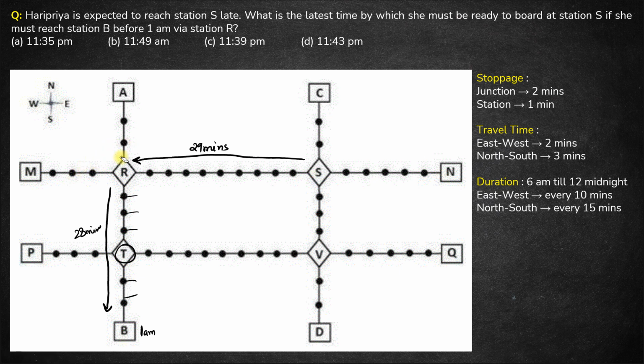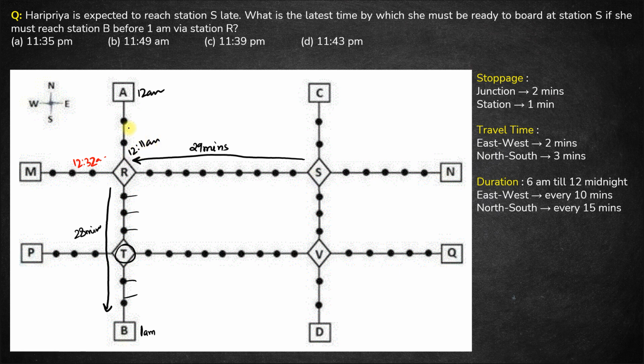Now, will she be able to board a train at 12:32 am? Well, let's see. We know the last train leaving A will be at 12 am. The last train leaving will be at 12 am. So when will this last train reach R? Let's see. 3, 3, 3, 9 minutes plus 1 plus 1, 11 minutes. So a train leaving at 12 am will reach R at 12:11 am, right?